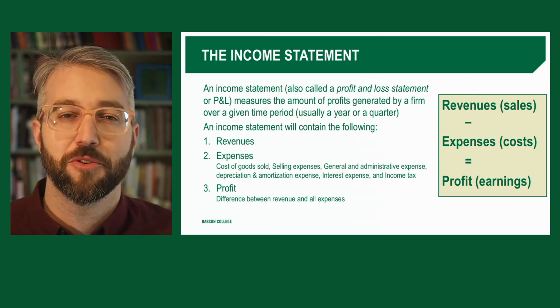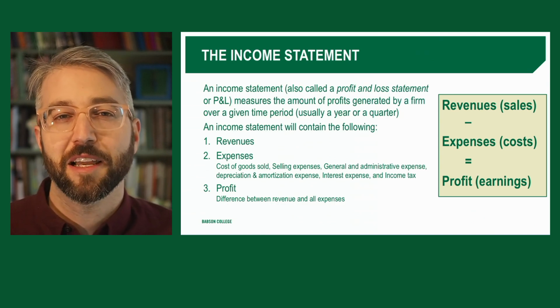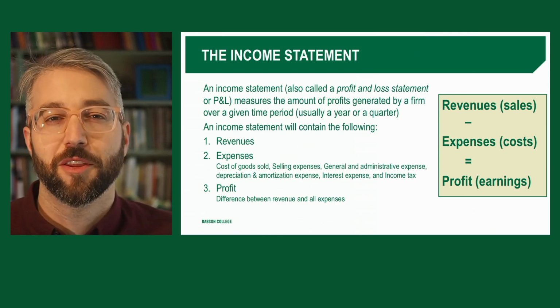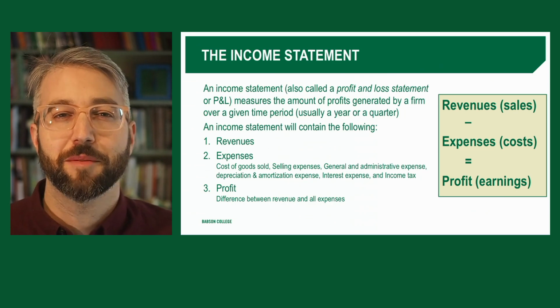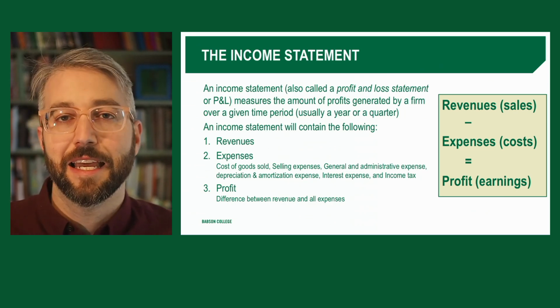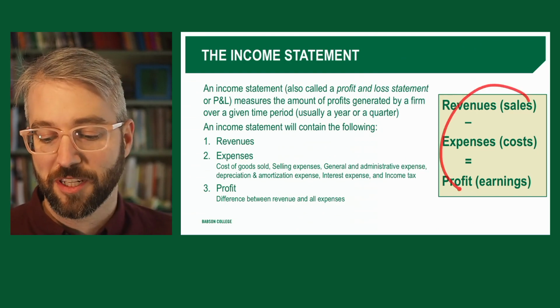And that has some other names. It's called net income. It's called earnings. And those basically all refer to the same thing. So the income statement is going to have revenue minus expenses equals profits. That's kind of the key accounting identity that defines the income statement.